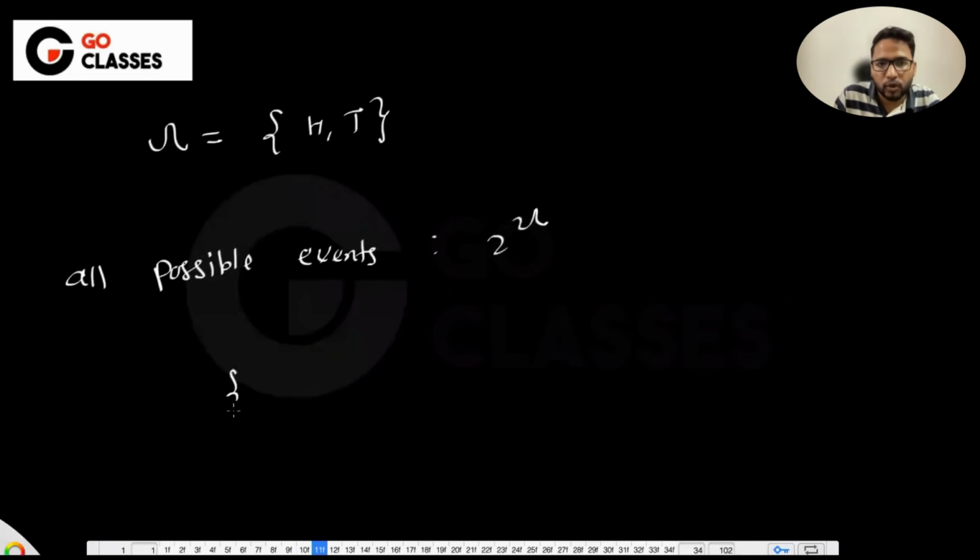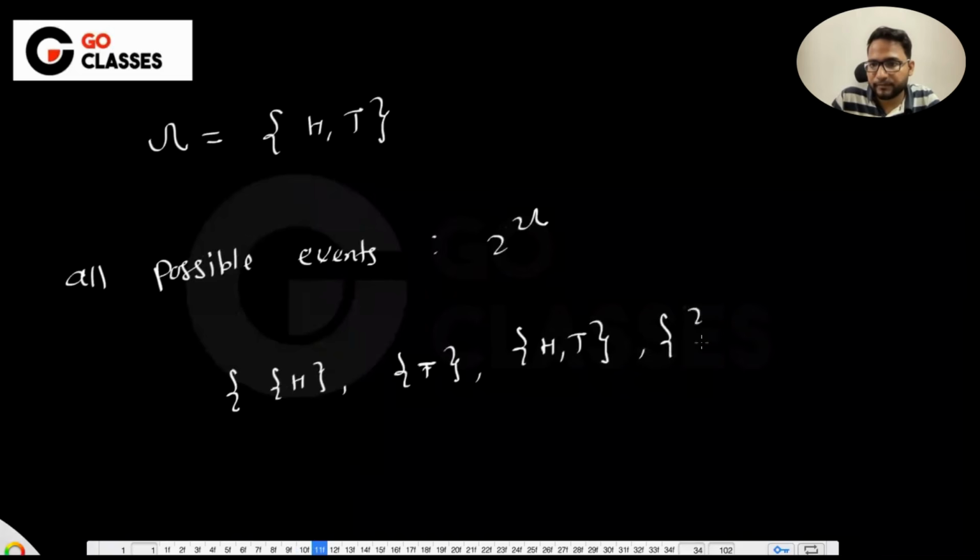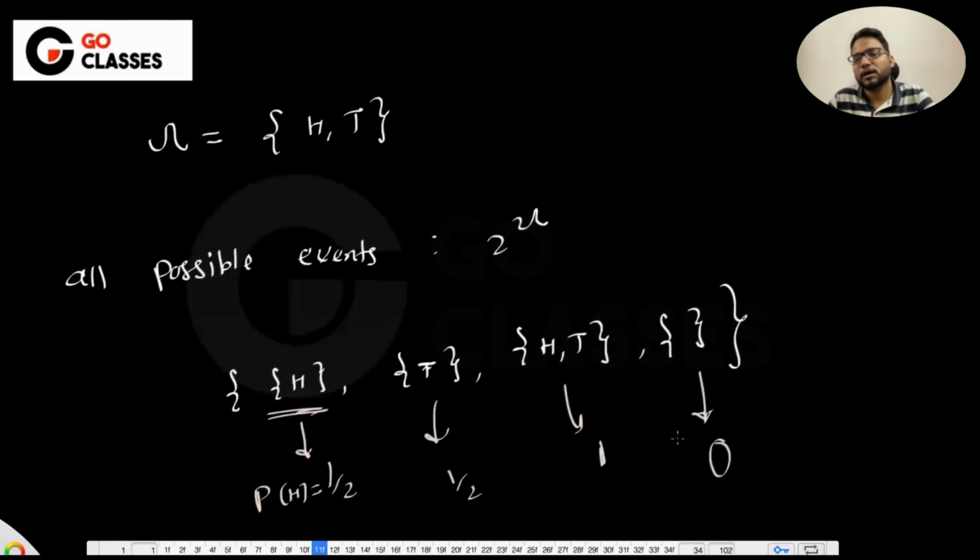Which means you may have H as an event, you may have T as an event, you may have HT as an event, and you may have just nothing as an event. You can have anything as an event. Now, what is the probability of this event? Maybe you can say 1/2. Probability of this event could be 1/2. Probability of this event is just 1. Probability of this event is 0, because it is saying that nothing will happen. It is not possible that nothing will happen. So the probability of this event will be 0.